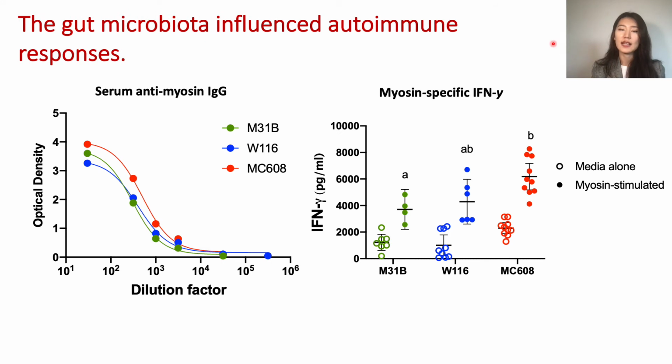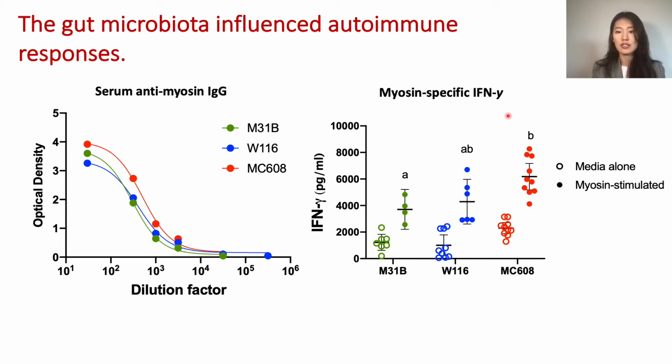We next analyzed autoimmune responses. To assess B-cell response, serum anti-myosin IgG were detected by ELISA. This graph shows curves of optical density values against the log dilution of samples. The presence of the MC608 microbiome induces a stronger antibody response compared to the other two microbiomes.